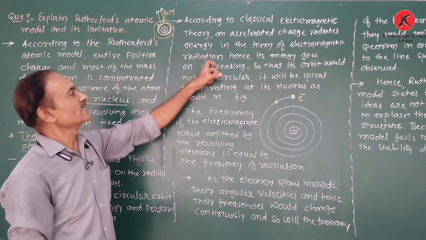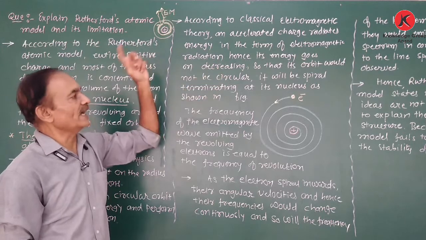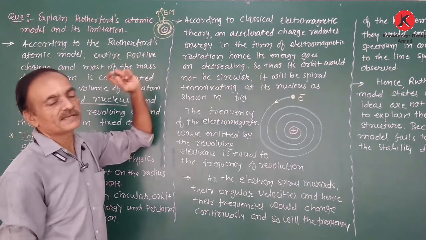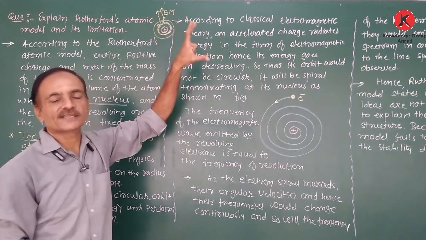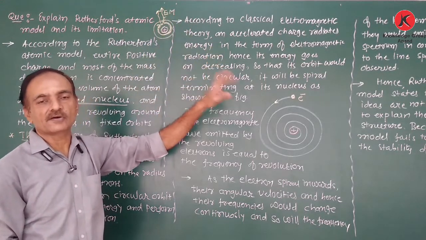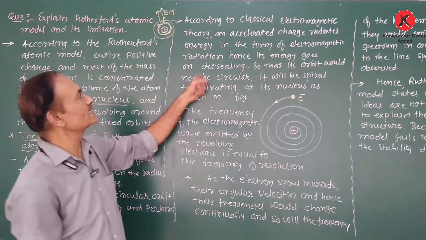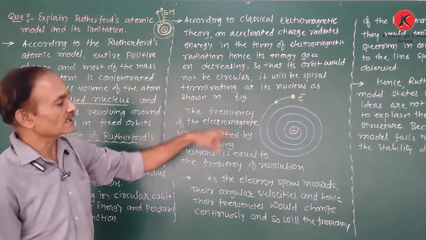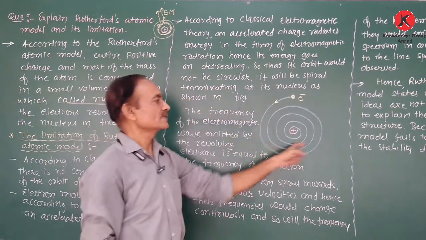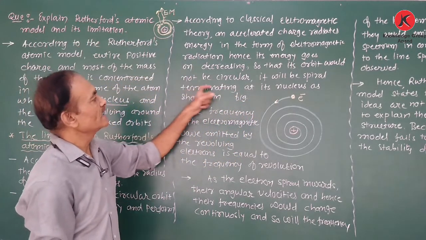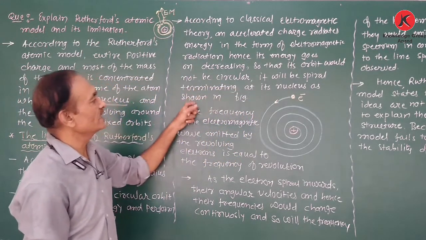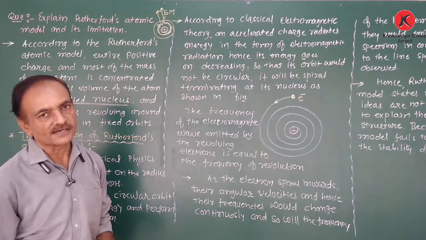Hence, its energy goes on decreasing, so its orbit would not be circular. As the energy is radiated, the energy of the electron in a particular orbit continuously decreases, therefore its orbit is not completely circular, but a spiral. It will be a spiral terminating at the nucleus as shown in the figure.